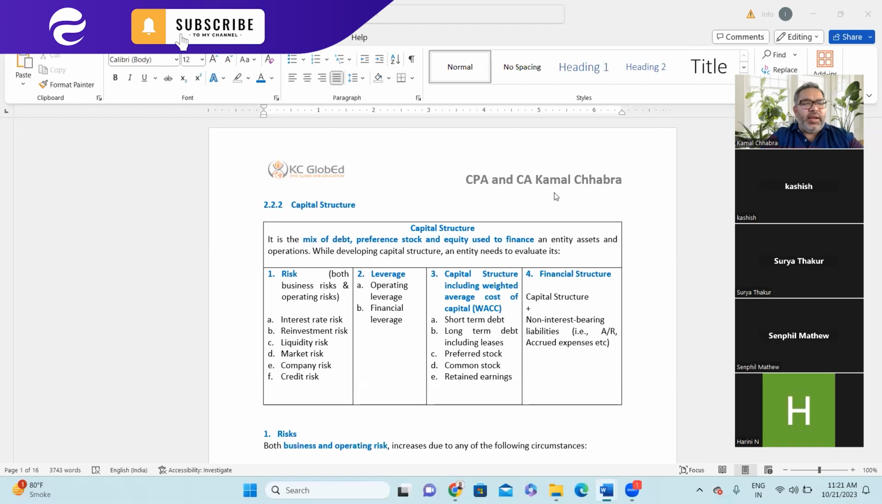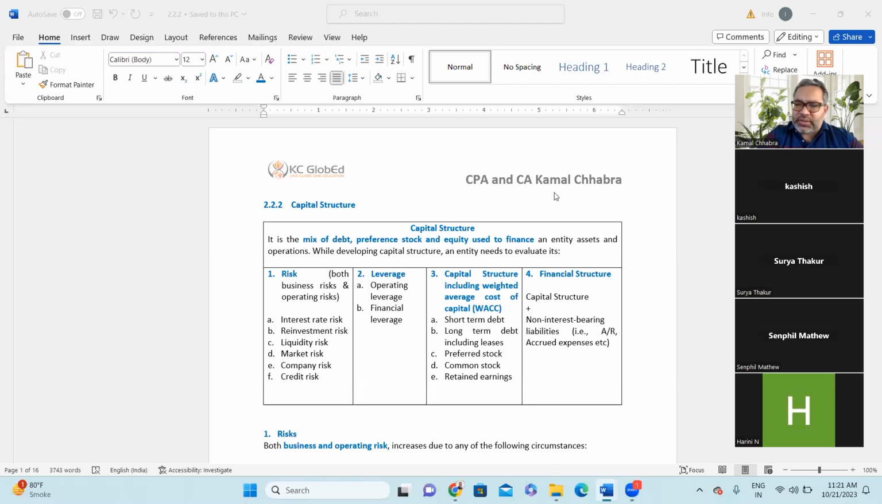So any idea, any thought you have on what capital structure is all about, or anything you remember from your college days or from when you studied any professional education? So what is capital structure all about? Any idea? Yeah, capital structure includes the equity and debt of the capital of the company. Yeah, definitely. Thanks, Matthew. I think this is a really good one to start.